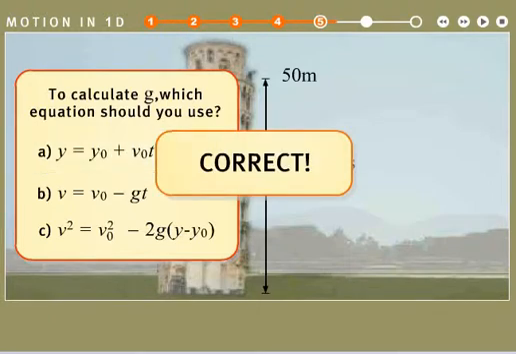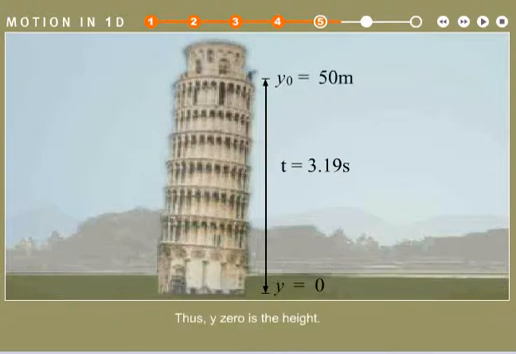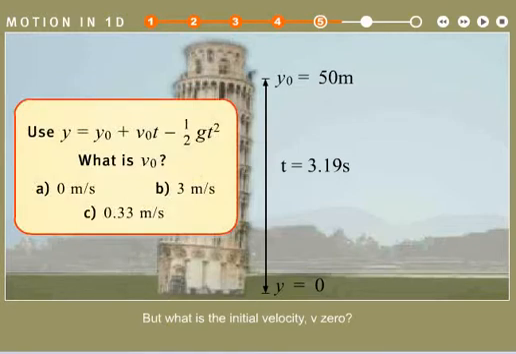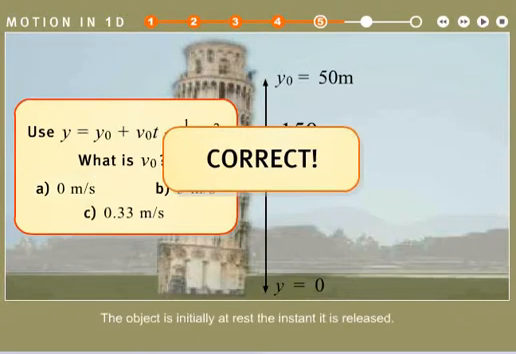Correct. Now choose a coordinate axis with y positive away from the Earth and the surface of the Earth at y equal to 0. Thus, y0 is the height. But what is the initial velocity v0? Correct. The object is initially at rest the instant it is released.